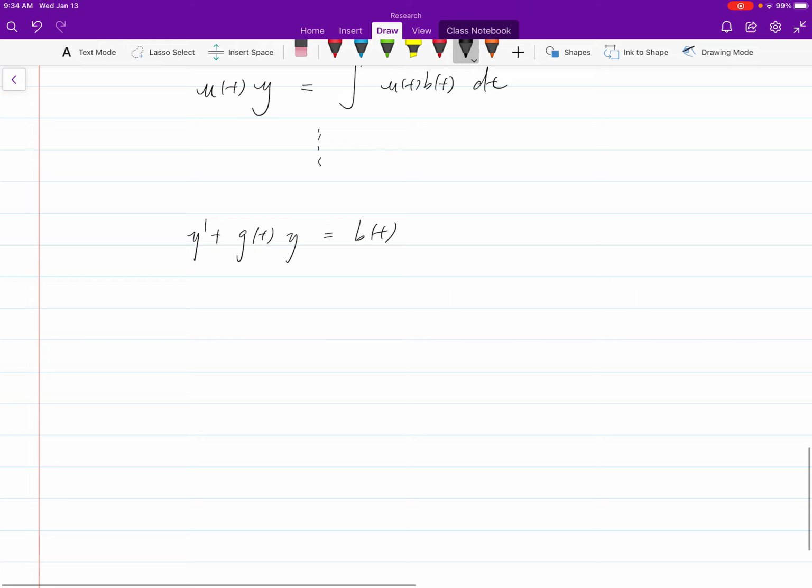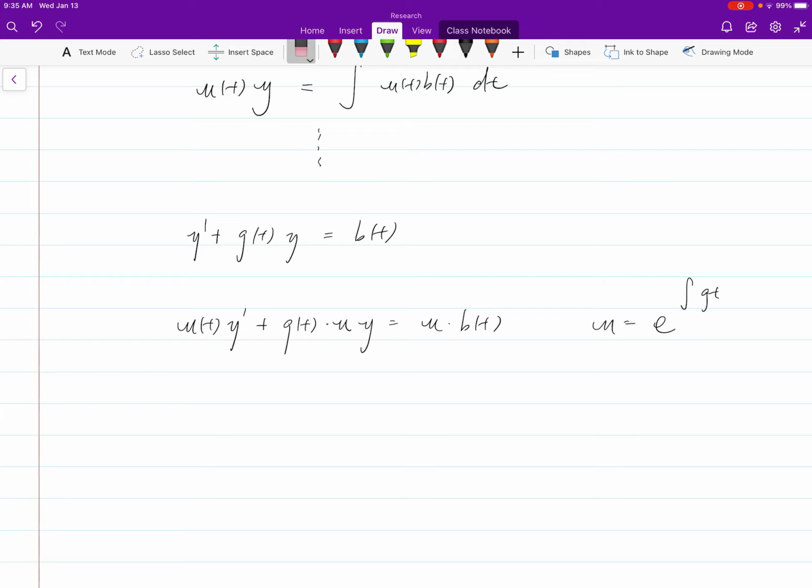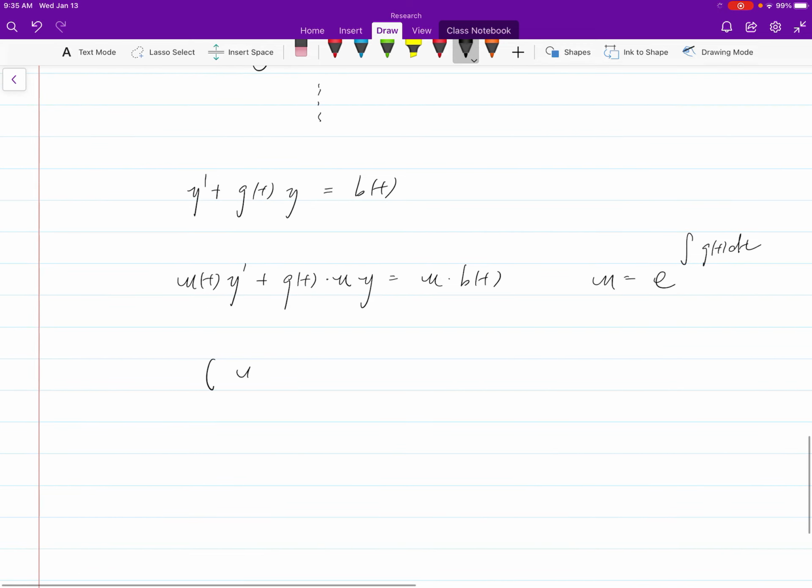The first thing you want to do is multiply a mu on both sides. And which mu should you multiply? The mu should be the one that solves that differential equation. So it's going to be this. That's step one. Step two, once you finish that, there is a guarantee this one is going to be mu times y prime.